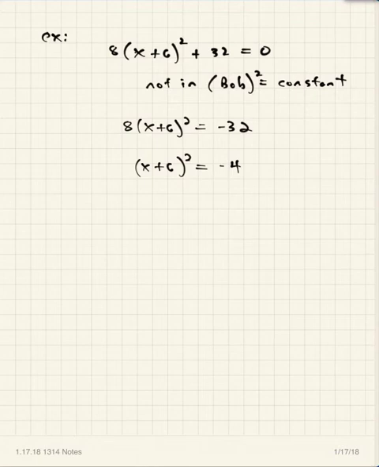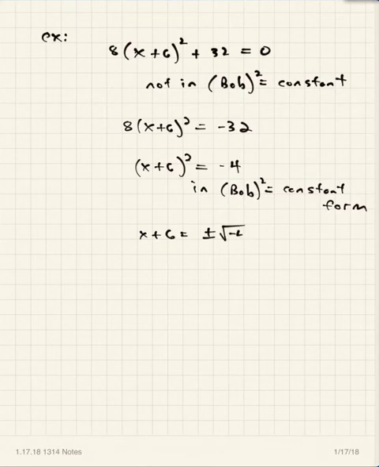All right? So now this one is in something squared equals a constant form. So you definitely want to do that at the beginning. And then you take the square root of both sides of the equation, just like we did before. So you have x plus 6 equals, don't forget the plus or minus, and then the square root of negative 4.